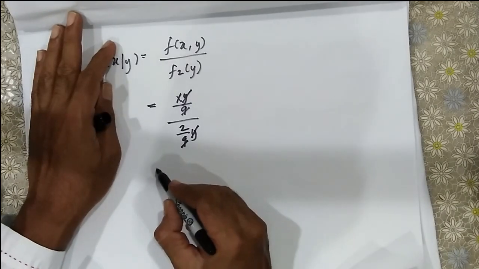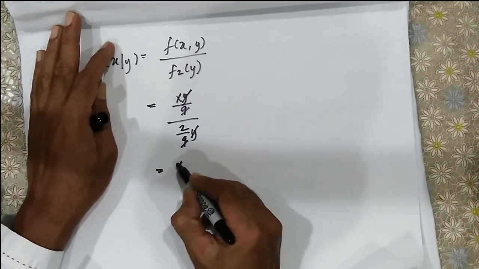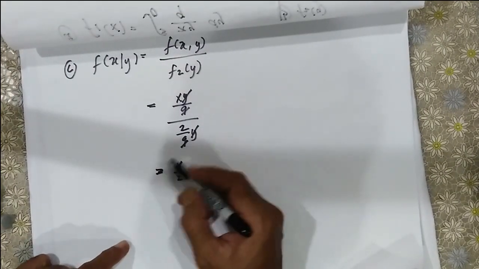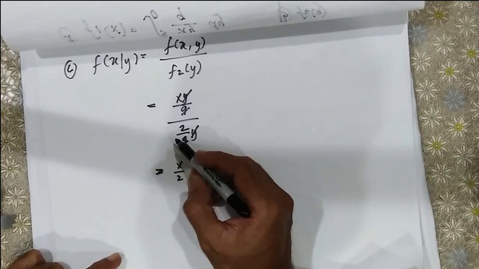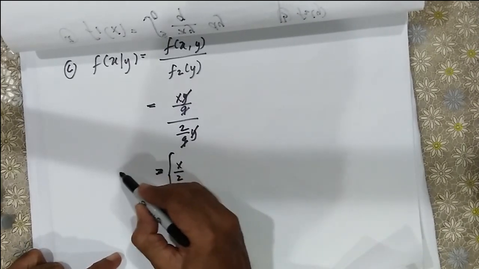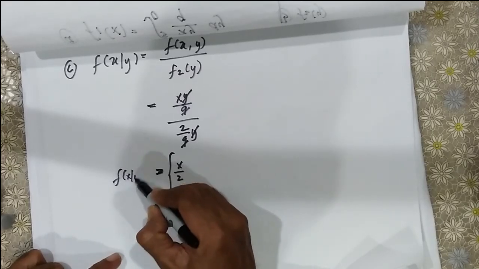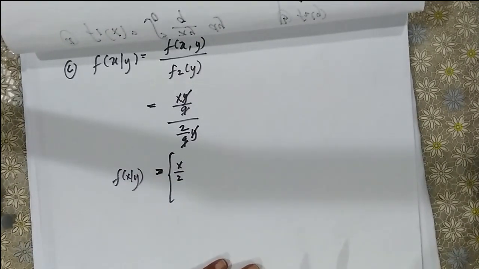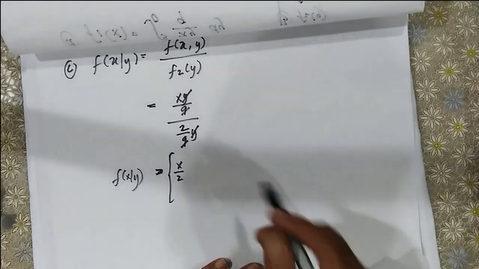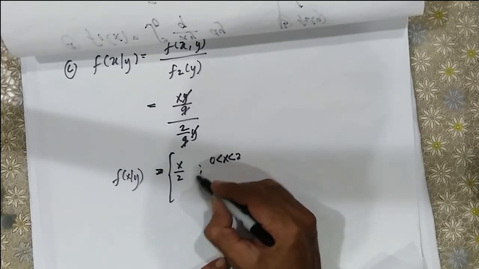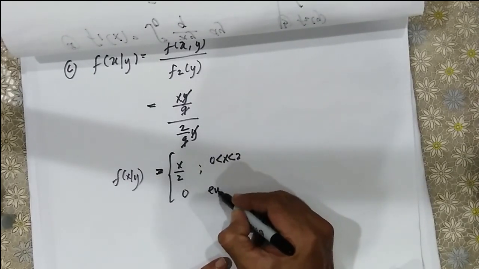So the final answer here is x over 2. In terms of the property, you can write it down as f(x given y) equals x over 2, where the range of x is between 0 and 2, and 0 elsewhere.